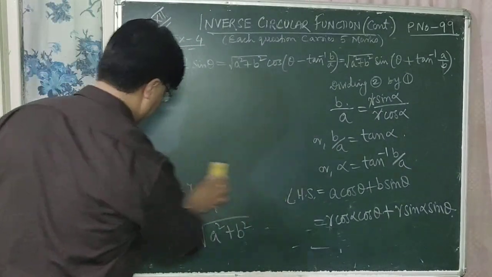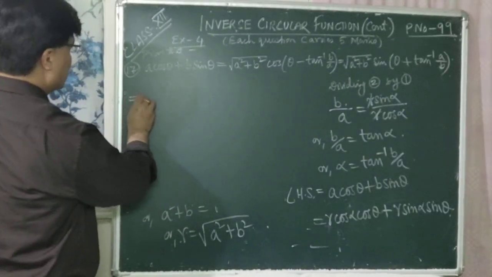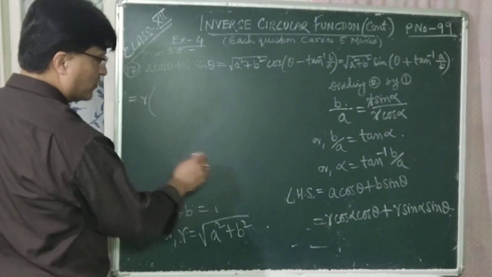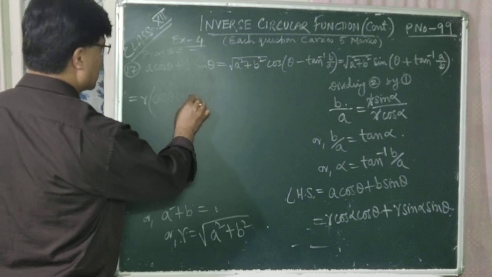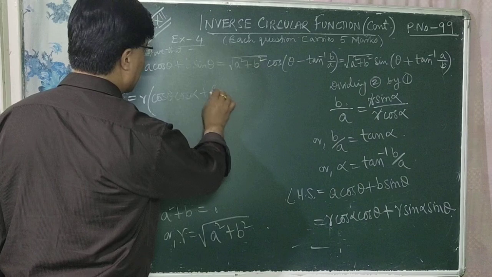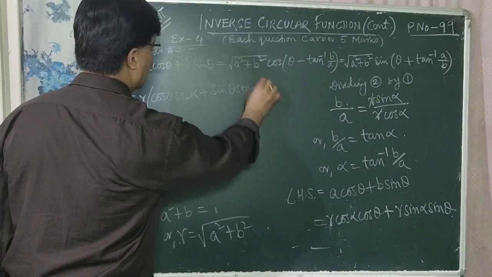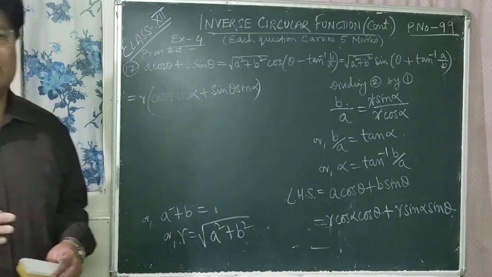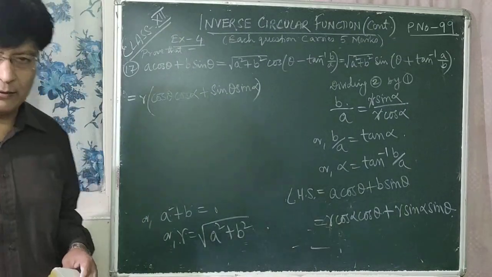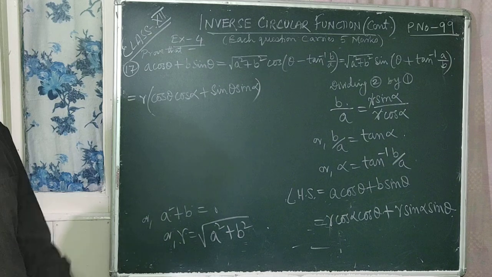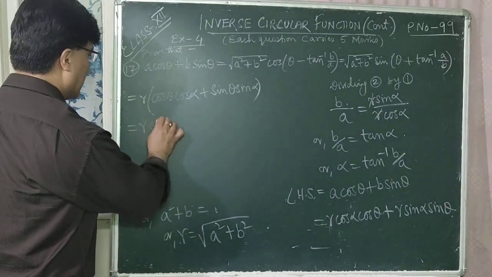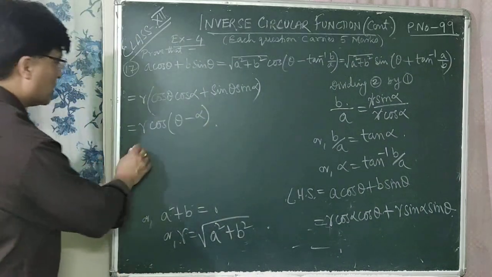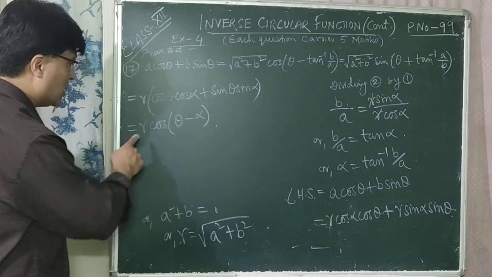So next one, which is equal to, what is common here? Here the common is R. So within bracket you first write cos theta cos alpha, then plus, what should you write? Sin theta sin alpha. Now you know this formula. This is cos A cos B plus sin A sin B, and this is the formula from trigonometry, compound angle. What is cos A cos B plus sin A sin B? It is cos of A minus B. So which is equal to R cos of, what is A minus B here? It is theta minus alpha. So let us put the value for both R and alpha.